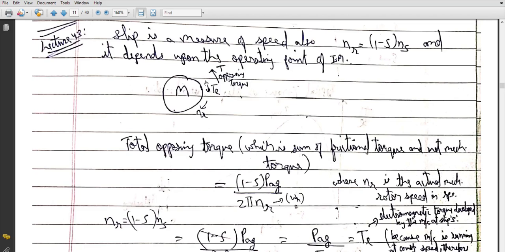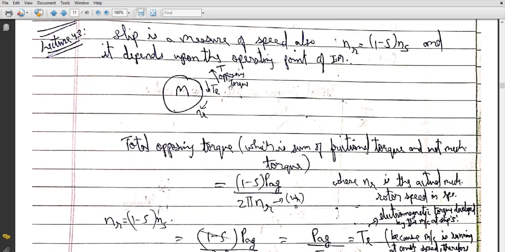Now how is this electromagnetic torque developed? We have already seen that whenever there is a relative speed between the synchronous speed, the stator field, and the rotor speed, an induced EMF is developed, hence a current starts flowing, and hence an electromagnetic torque is developed, which rotates the rotor in the direction of NR. NR is your rotor speed direction. In this case your motor is rotating in the clockwise direction with speed NR, so your electromagnetic torque will also be clockwise, and your opposing torque will always oppose it. If the motor is on no load, then this opposing torque is equal to your frictional torque.